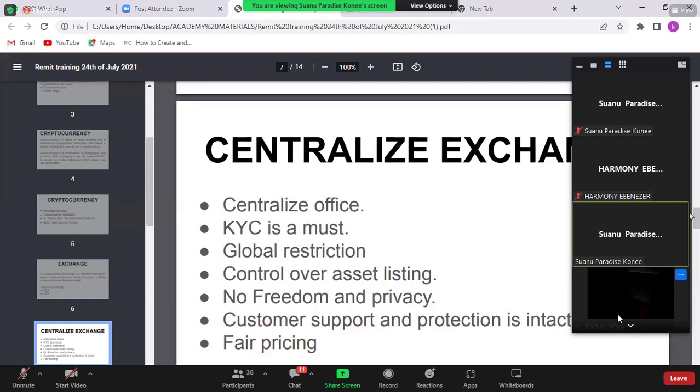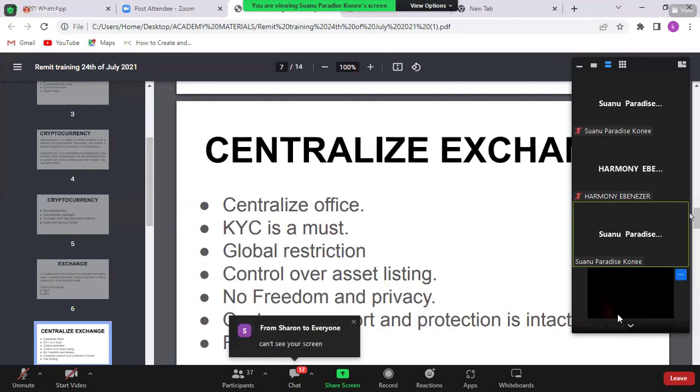They want to limit fraud. So you must put in your KYC, which is know your customer. You have to put your government issued ID card, and then you must take a selfie and other necessary means of verification to be sure that you are a human, to be sure you are not a fraudster. That is why KYC is a must. Now, global restriction. Now, control over asset listing.